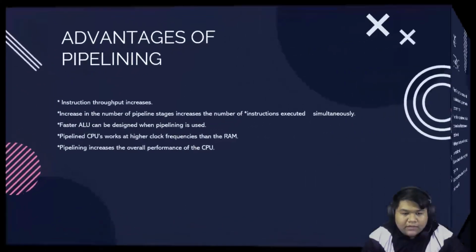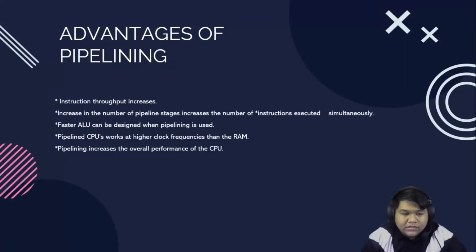Next, the advantages of pipelining. First is instruction throughput increase. Second, an increase in the number of pipeline stages increases the number of instructions executed simultaneously. Next, a faster ALU can be designed when pipelining is used. Pipelined CPUs work at a higher clock frequency than the RAM. Last, pipelining increases the overall performance of the CPU.